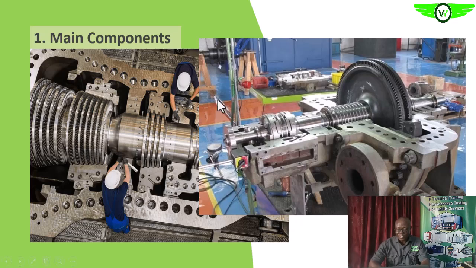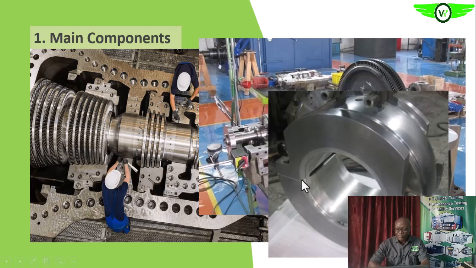So this is the bearing, this is the seal, and here we have the rotor. So the rotor, we have two sets of blades. So it's a two-stage. Are we getting it? It's a two-stage steam turbine.